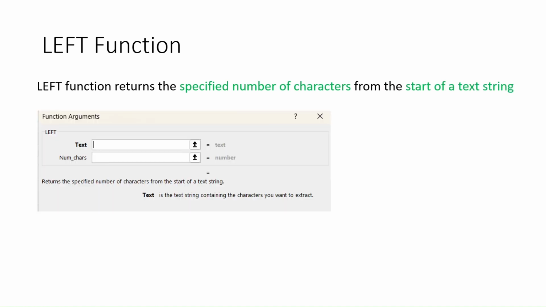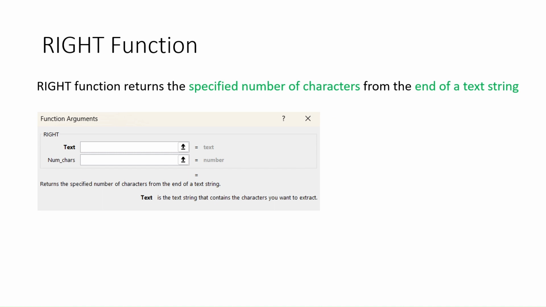Left function returns the specified number of characters from the start of a text string. It takes two inputs. First input is the text and second input is the number of characters to be returned from left. Similarly, right function returns the specified number of characters from the end of a text string. First input is the text and second input is the number of characters to be returned from right.